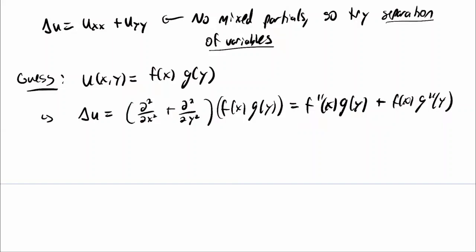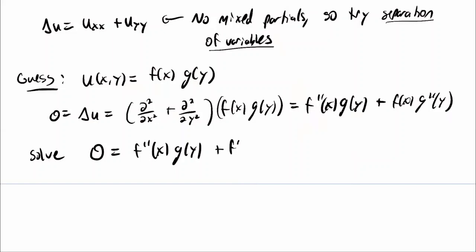Right, and so what we want to do is solve this being equal to 0. I want the Laplacian of u to be equal to 0. So I want to solve 0 is equal to f prime prime of x times g of y plus f of x times g prime prime of y. Okay, so we know what to do at this point.